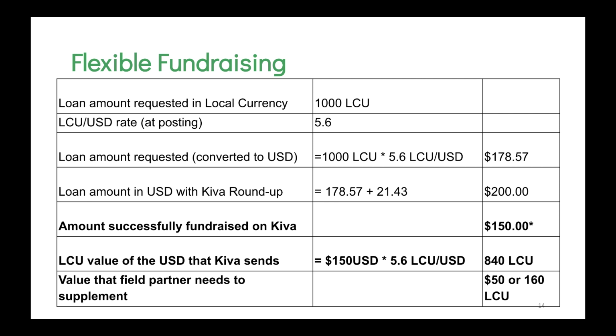The loan fundraises 150 of the 200 US dollars requested. The partner will receive 150 US dollars and will need to supplement the rest of the loan with 50 US dollars or 160 local currency units.